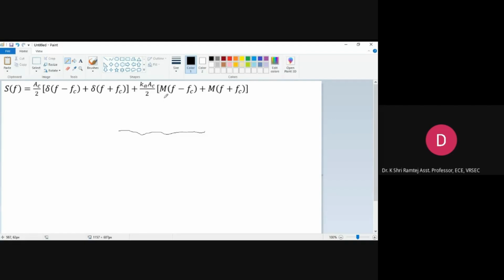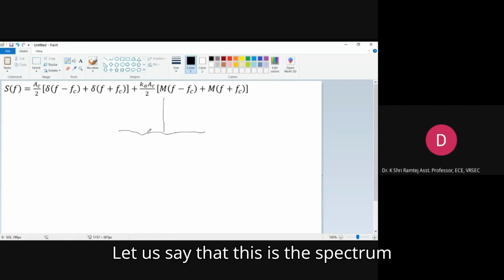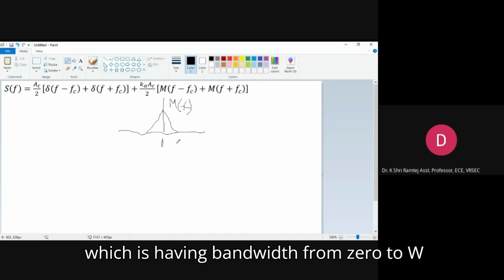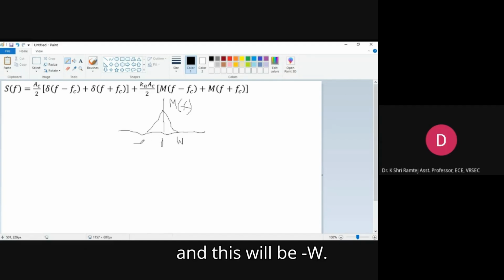So, let us say that this is the spectrum of the message signal, that is M of f, which has bandwidth from 0 to W, and this will be minus W. So if we plot the spectrum of the AM wave, that is S of f.